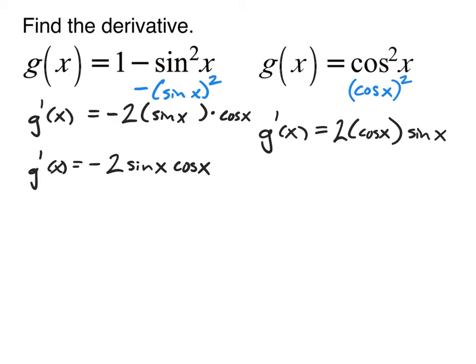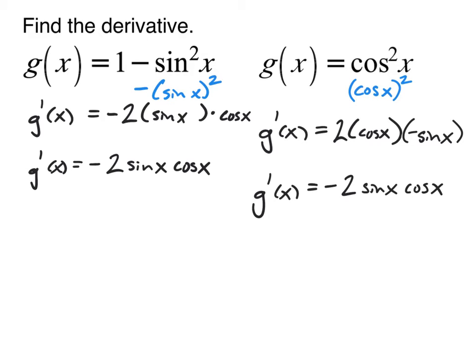Wait, there's something wrong there. What's wrong? Yeah, negative sine of x, because the derivative of cosine is a negative sine. So I'm going to want to put parentheses around that to be able to keep track of it. If I don't put parentheses around that, it's going to look like I'm subtracting the sine instead. All right, then again, I want to clean it up, and so I end up with a negative 2. I'll write the sine first just because it's a matter of habit for me, and then the cosine. All right, so those are our two answers. And what do you notice?